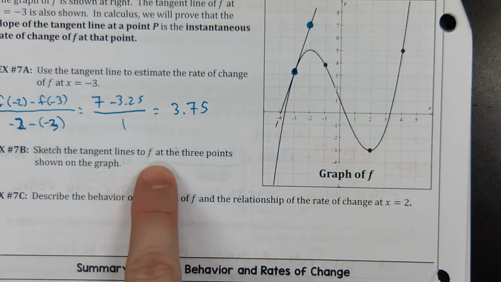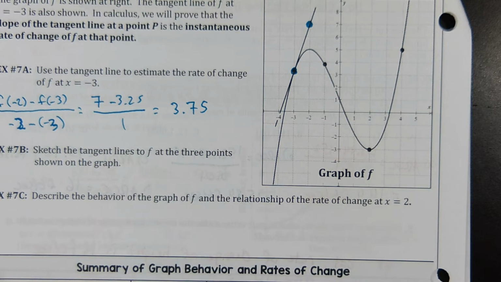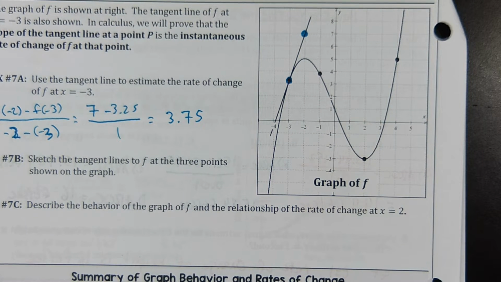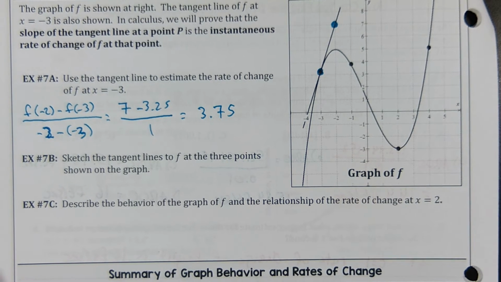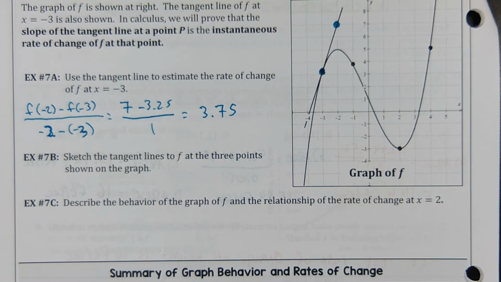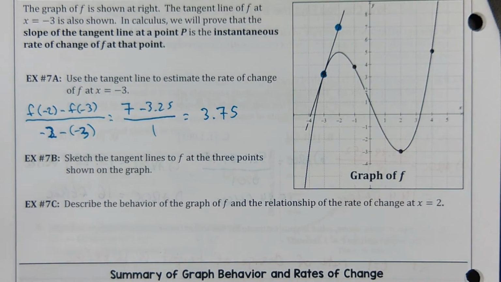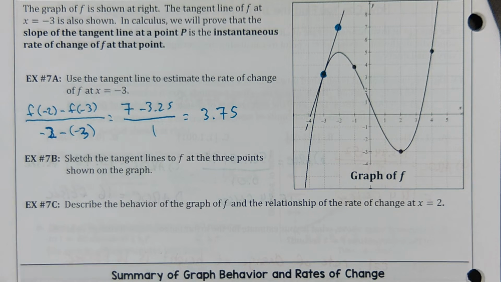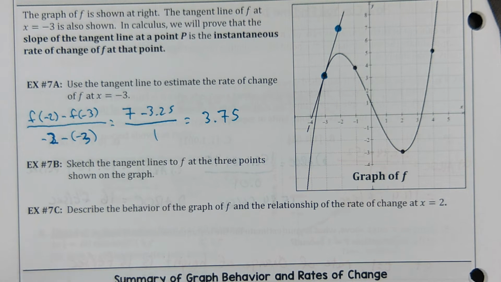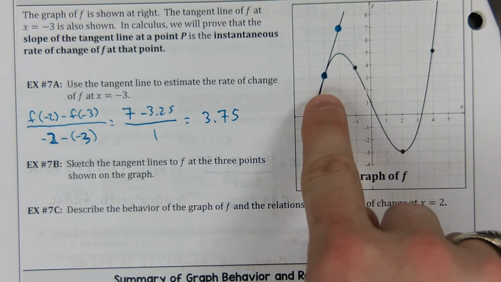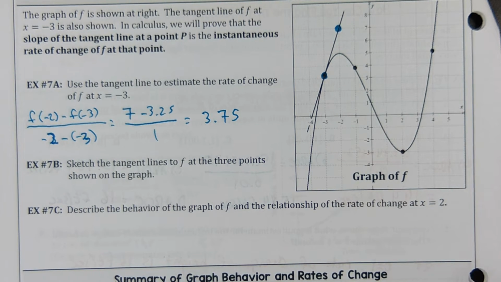It says sketch the tangent lines of f at the 3 points shown on the graph. Oh, yes, Barry? We have estimated the instantaneous rate of change at x equals -3 using the slope of that tangent line. Now, without knowing what the equation is for this polynomial, we wouldn't be able to tell you exactly what the instantaneous rate of change is, but that's a good estimate. Ian? Is that a question?